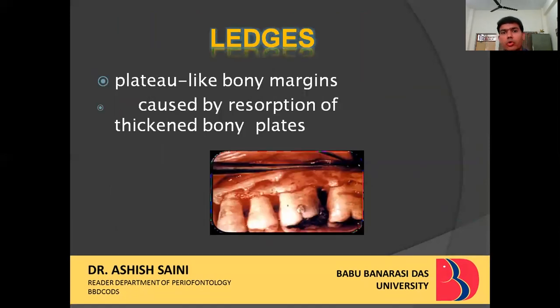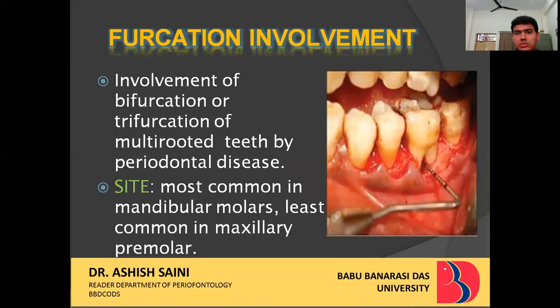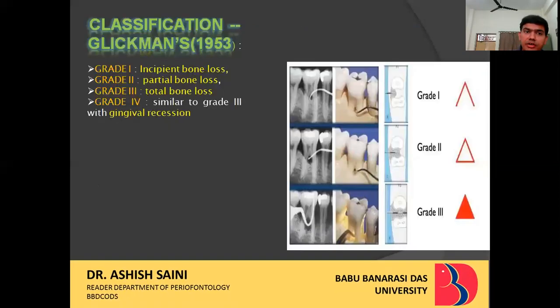Ledges are plateau-like bony margins caused by resorption of thickened bony plates. Now, furcation involvement. This is the involvement of bifurcation or trifurcation of multi-rooted teeth by the periodontal disease process. The most common is mandibular molars, least common is maxillary premolar, because it has a very long root trunk length. So it has been classified by Glickman into grade 1, grade 2, grade 3, and grade 4.